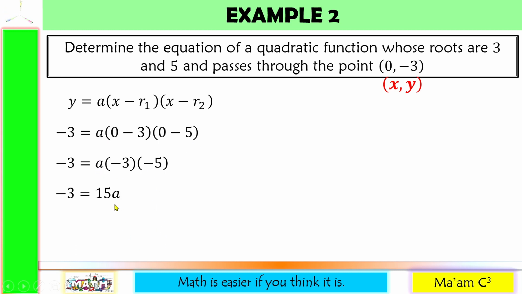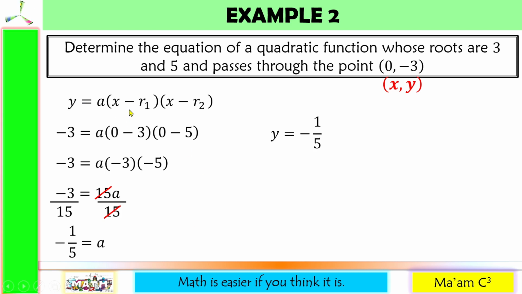To solve for a, I'm going to divide both sides by 15. This 15 will cancel out. Negative 3 over 15 in lowest terms is negative 1 over 5, and this is my a. Now that I already have the value of a, I'm going to substitute it again in my factored form. So y is equal to negative 1 over 5.